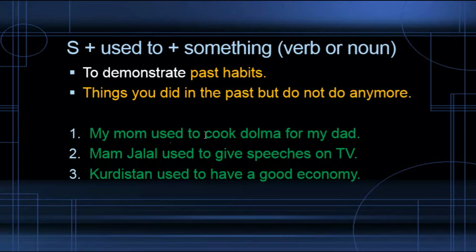Used to is my verb, right? Cook. So the verb should be base. As you see here, my verb is in the base form. Used to cook, right? So I have a verb here, and the rest of the sentence, dolma for my dad, right? So my mom used to cook dolma for my dad.